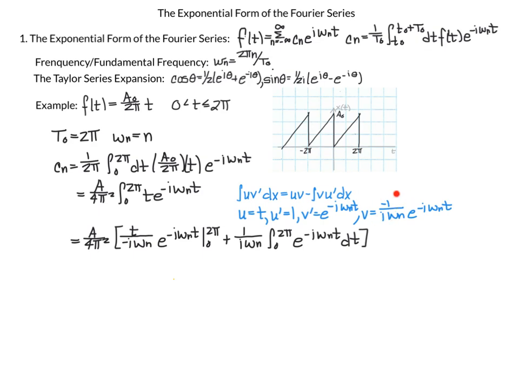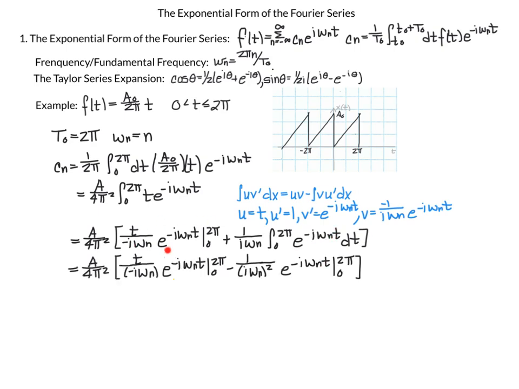I factored out my coefficient, and this -1 cancels with this -1 to give me a positive 1 over i omega n, 0 to 2 pi, e to the minus i omega n t dt. I left this part unchanged so I can plug everything in all at once for the dramatic reveal. Here I integrated, so I have my i omega n squared, and because of this negative, this now becomes negative, and I have e to the minus i omega n t evaluated at 0 to 2 pi.